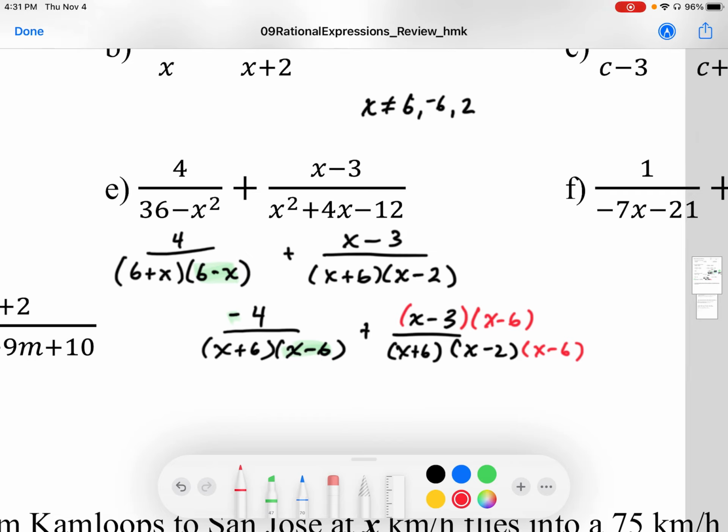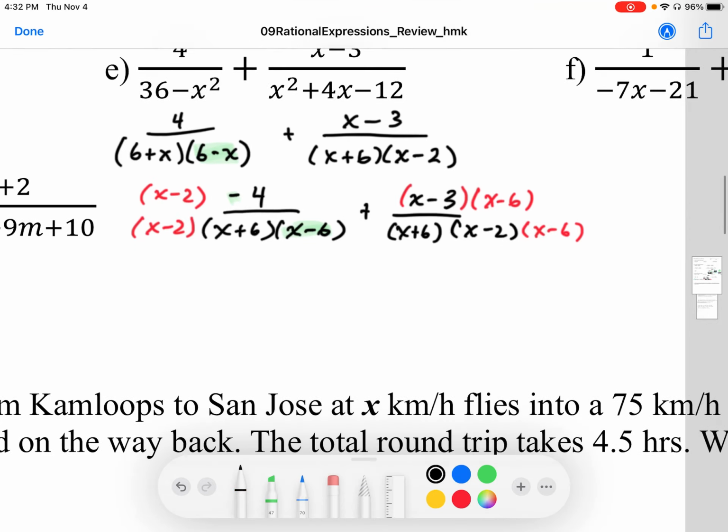And then on the left fraction, I'm missing an x minus 2. So I need to multiply the top and bottom by x minus 2. So now I have a common denominator. I just need to multiply through the numerator and combine like terms. That's what I'm going to do as my last step.